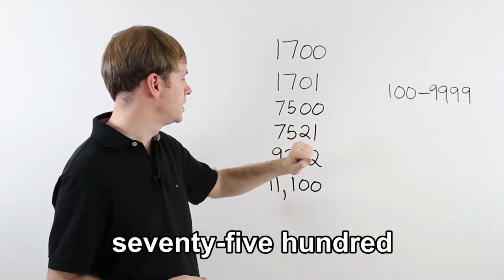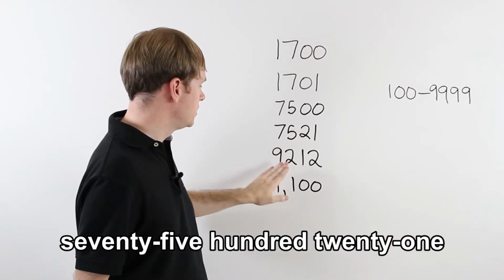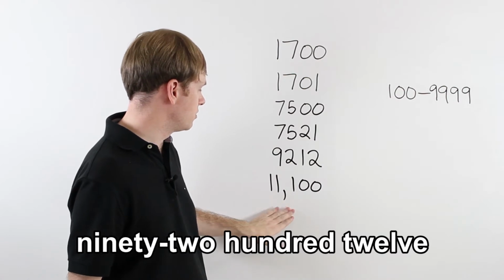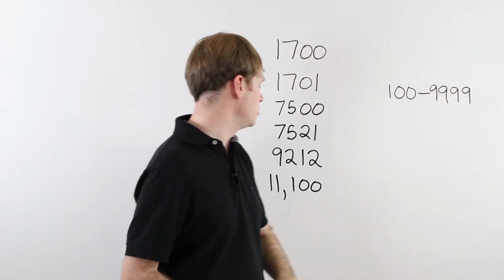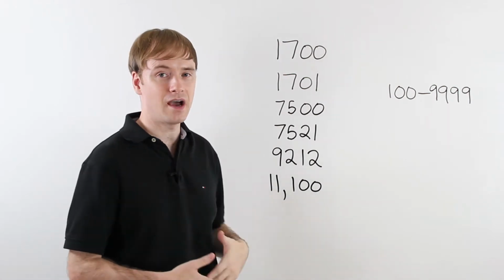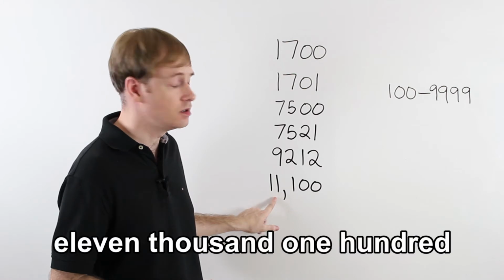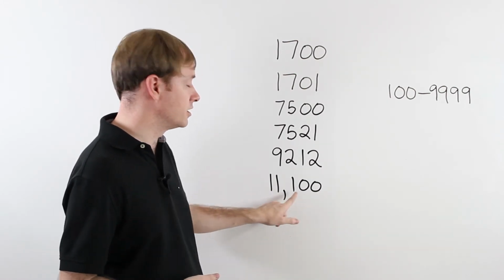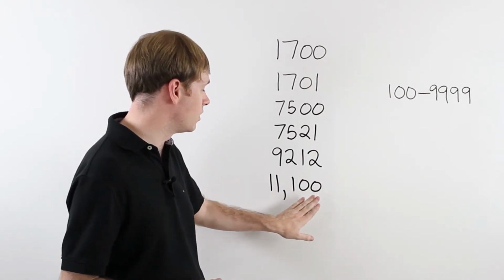7500, 7521, 9212, and the last one. Okay, the last one is outside. It's continuing. It's too big. We have to use 1000. So this has to be 11,100. Okay, you can't say 11100. It has to be 11,100.